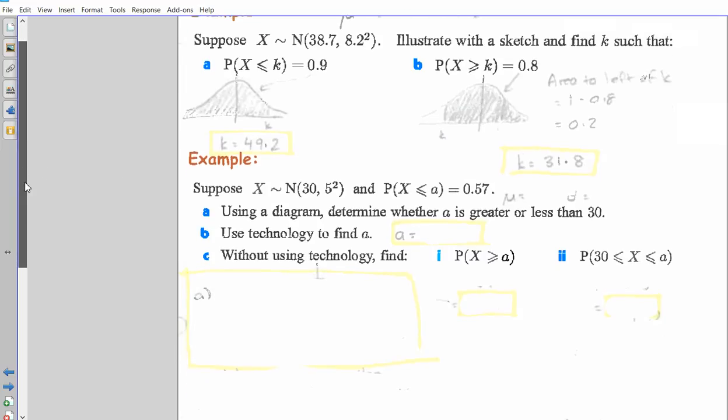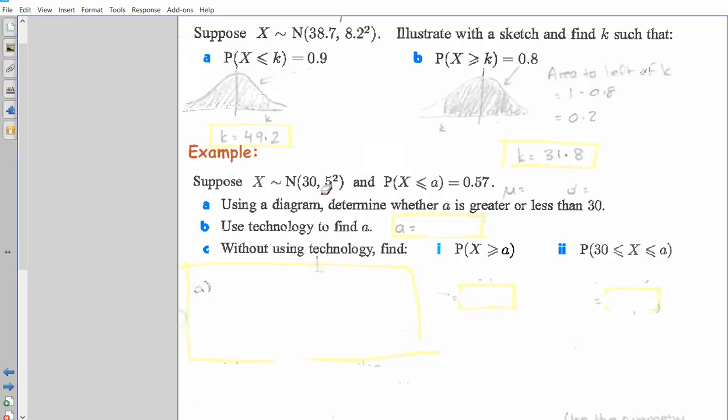Now let's move along. Suppose x is normally distributed with a mean of 30 and a standard deviation of 5. So mean of 30, standard deviation of 5. Here's a diagram. Determine whether A is greater than or less than 30. So our mean is 30. What they've said here is the probability that x is less than A is equal to 0.57.